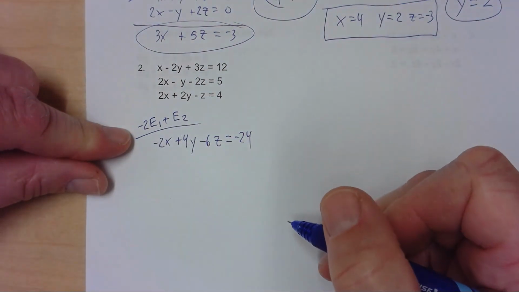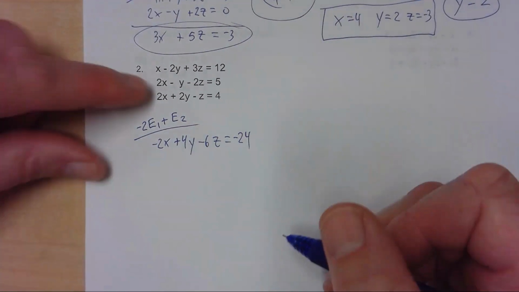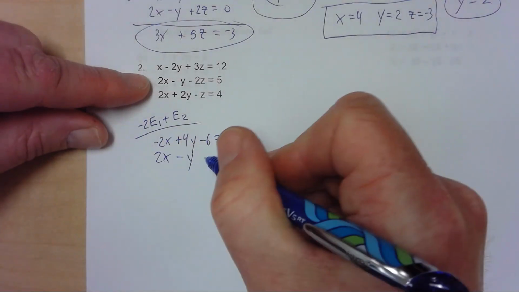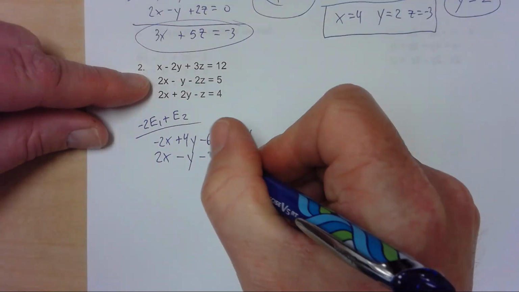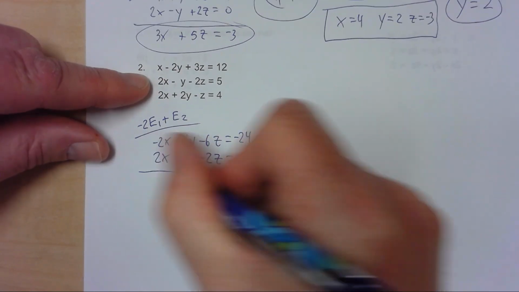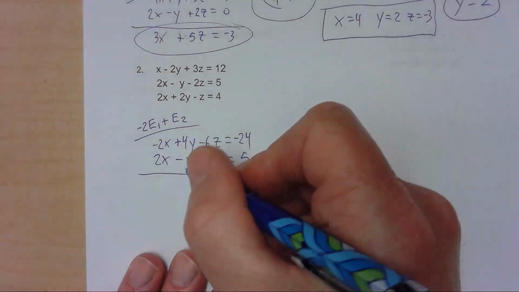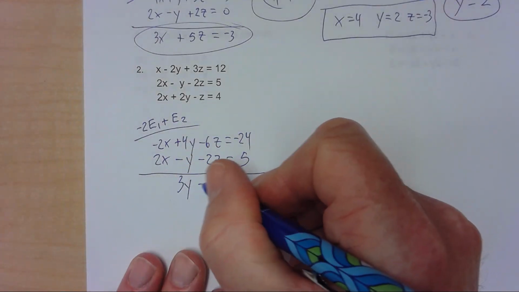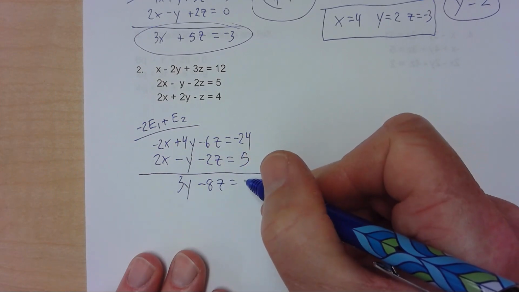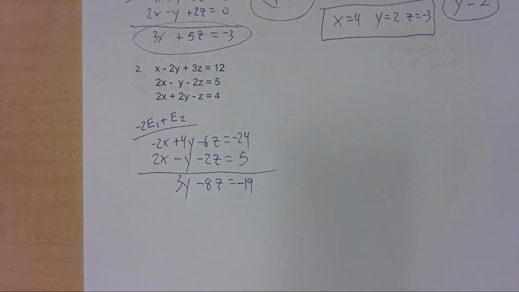Now we're going to add equation 2 to it. So it's 2x minus y minus 2z is equal to 5. I just copy that one down. I'm only changing the first equation. So 3y minus 8z is equal to negative 19.